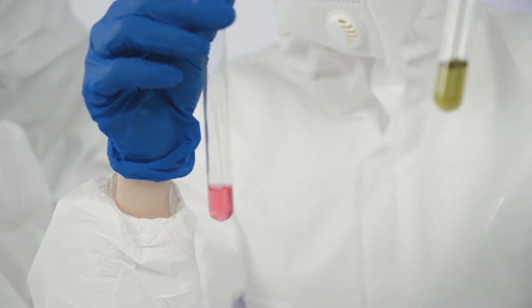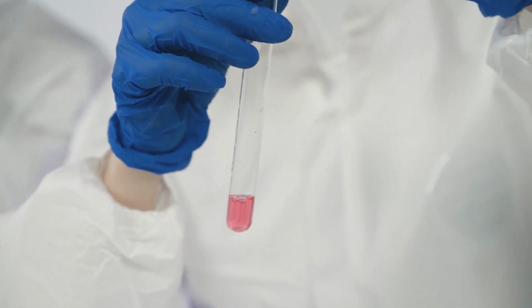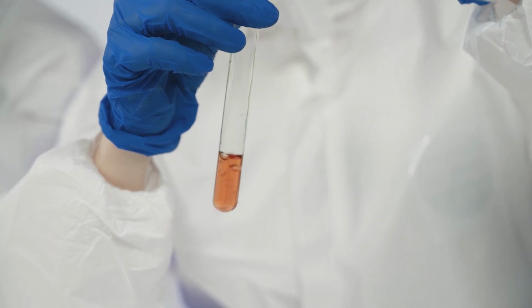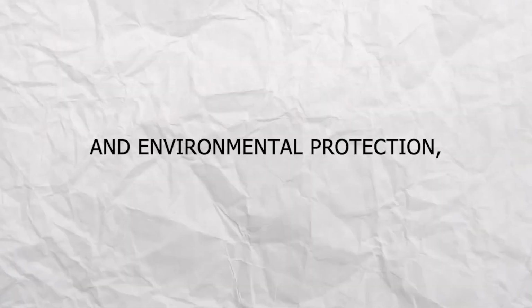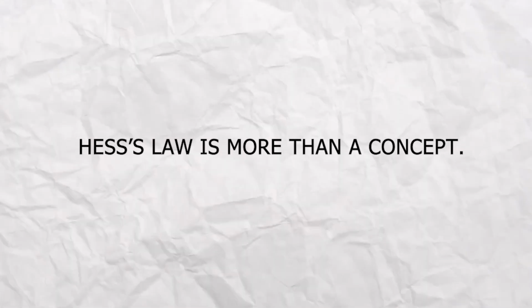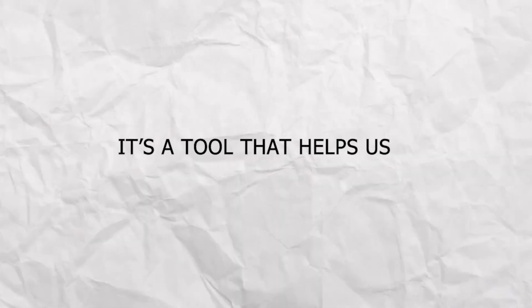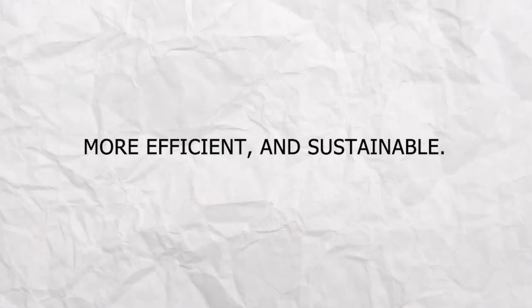In the pharmaceutical industry, Hess's law is used to design efficient chemical processes for drug production. By knowing the energy involved in each reaction step, chemists can optimize manufacturing, saving time and resources. From energy production to healthcare and environmental protection, Hess's law is more than a concept, it's a tool that helps us solve real-world problems, making our world safer, more efficient, and sustainable.